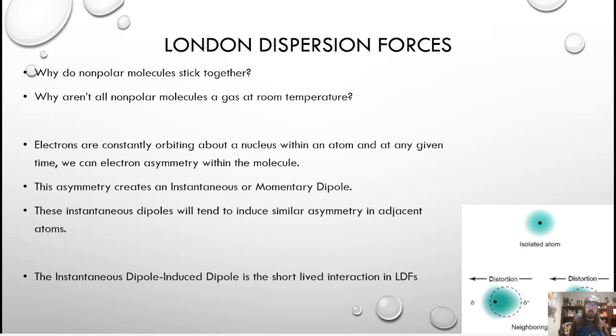This asymmetry creates what we call an instantaneous or momentary dipole. So the electrons are shifting to one side, and for that briefest of brief instants, you get a negative charge on one side and a positive charge on the other. Now, this instantaneous dipole can induce a similar asymmetry in adjacent atoms.